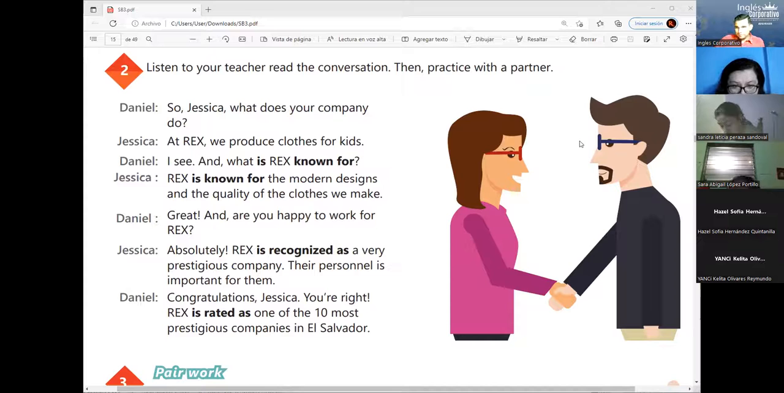Okay. So, Jessica, what does your company do? At Rex, we produce clothes for kids. I see. And what is Rex known for? Rex is known for the modern design and the quality of the clothes we make. Great. And are you happy to work for Rex? Absolutely. Rex is recognized as a very prestigious company. Their personnel is important for him. For them. Congratulations, Jessica. You are right. Rex is rated as one of the 10 most prestigious company in El Salvador.